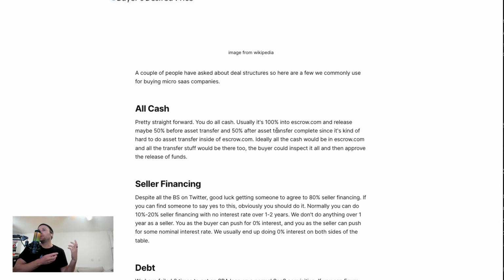So generally speaking, somebody puts 50% of the assets into escrow.com or all of the assets into escrow.com. You then just send the buyers directly all the stuff. And then, once all of the assets have been transferred, they can release the cash. And then there's usually a day or two where everybody's just reviewing stuff, making sure you didn't forget anything. And then the other half of the purchase price can be transferred.